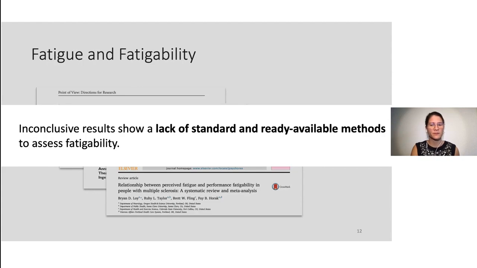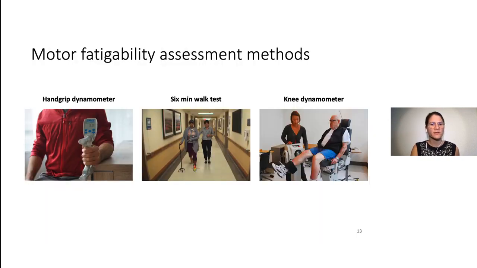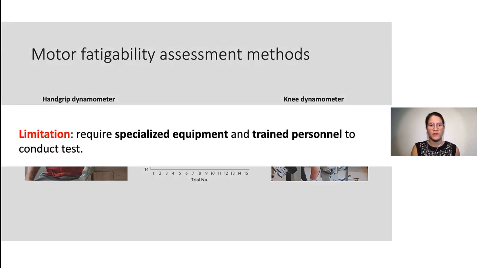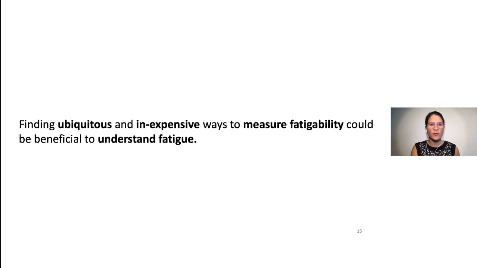assess fatigability. So, motor fatigability is currently assessed through methods like the Handgrip dynamometer, 6-minute walk test, and the knee dynamometer. By using a dynamometer, basically what we're measuring is the decline of strength as time progresses. So there's a limitation with these methods, and that is that they require specialized equipment and trained personnel to conduct the test. Therefore, finding ubiquitous and inexpensive ways to measure fatigability could be beneficial for our understanding of fatigue.